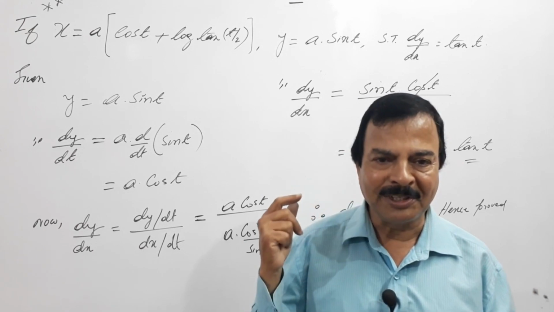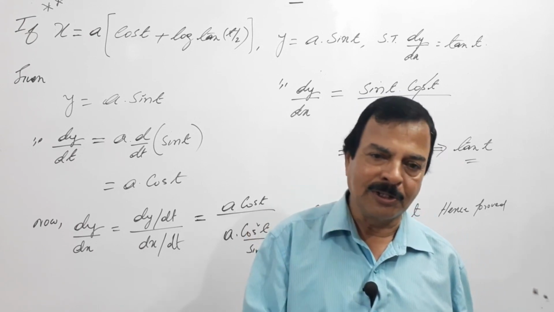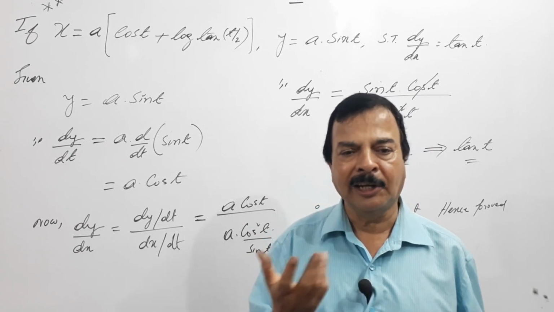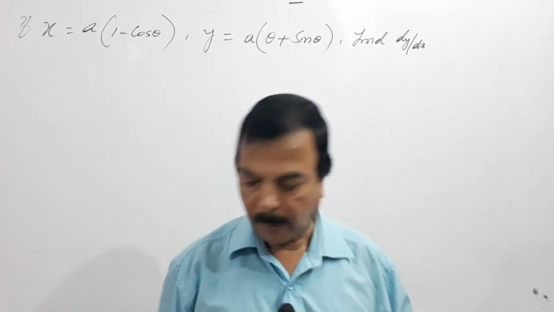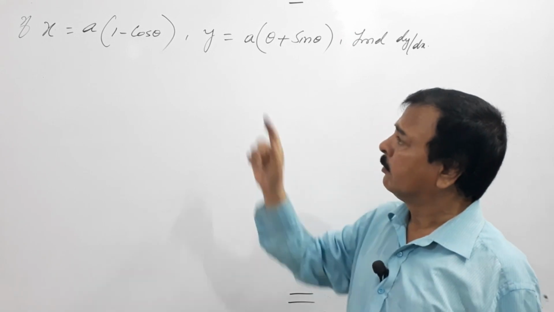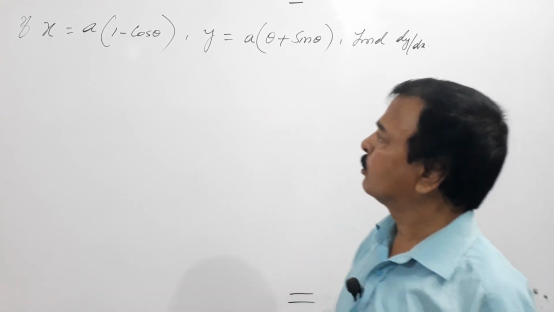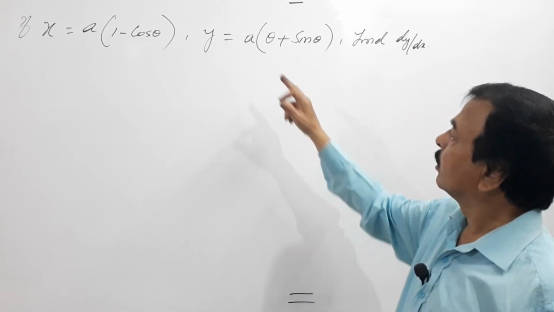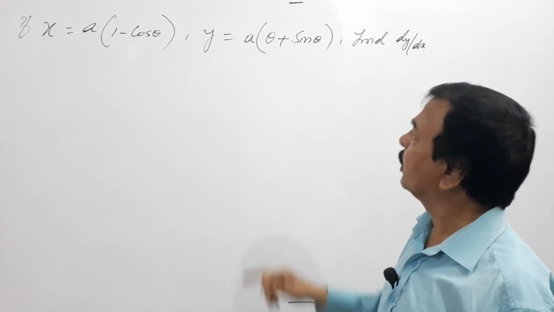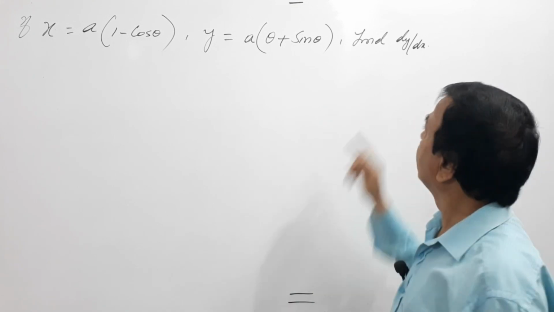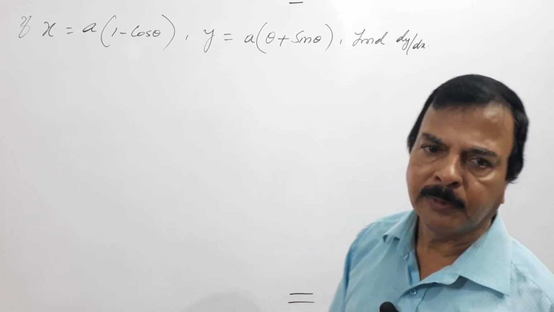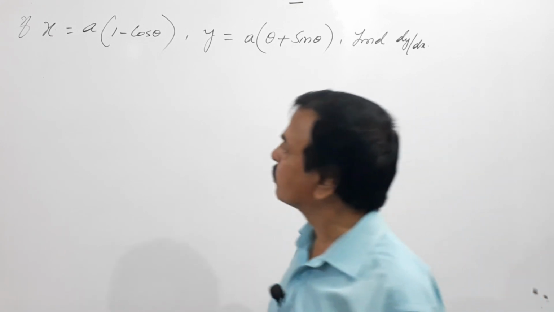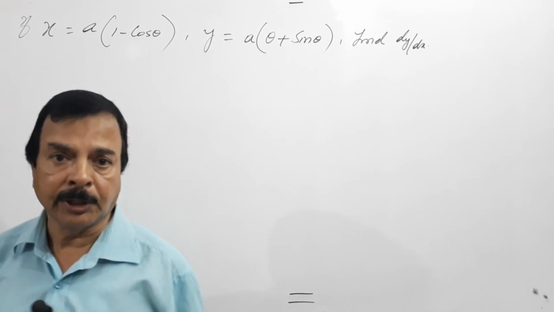Dear students, without wasting time, because once I get into conversation, I become more emotional or more excited and I talk. So let's go back. We have a problem here. If x equals a into 1 minus cos theta, and y equals a into theta plus sin theta, find dy by dx. Very simple problem. You should only know the formula and differentiation. That's all. So let's differentiate this with respect to theta.